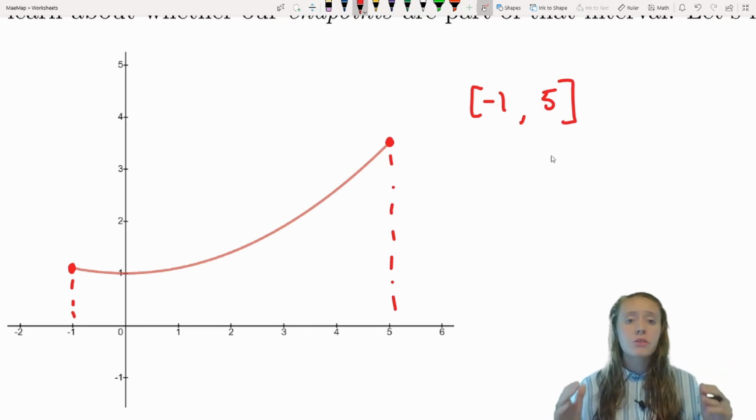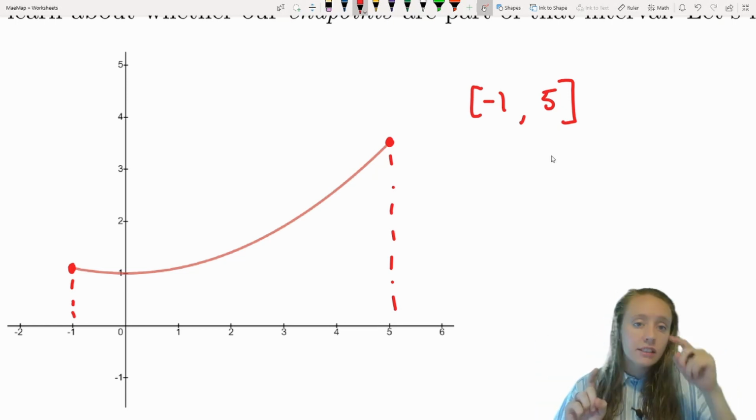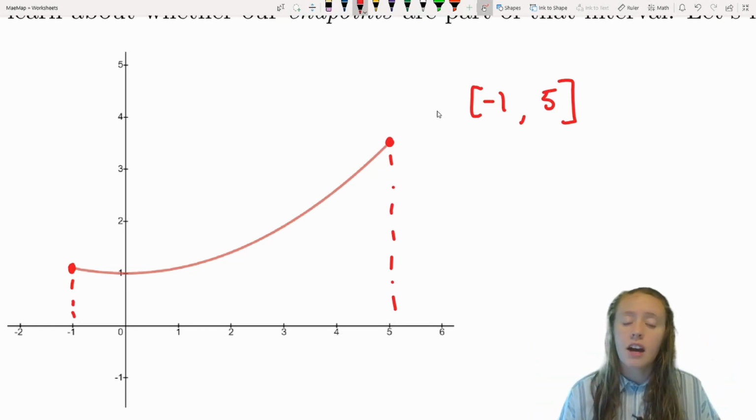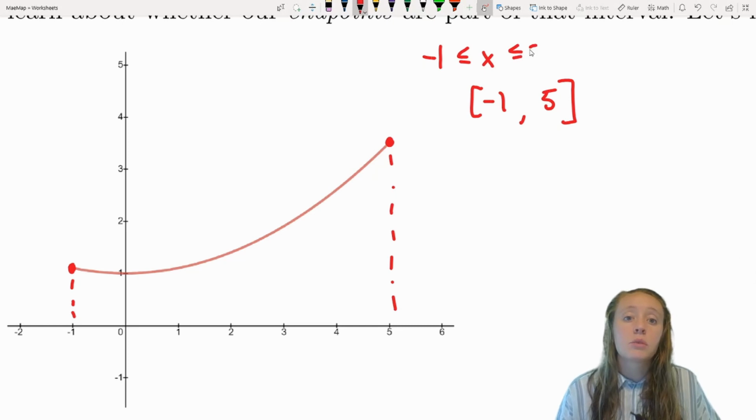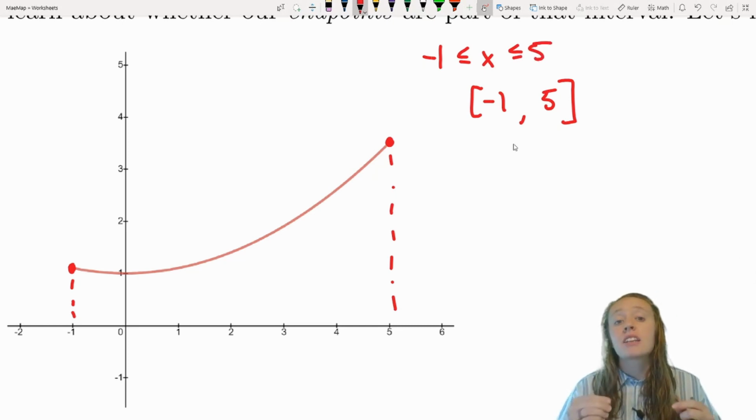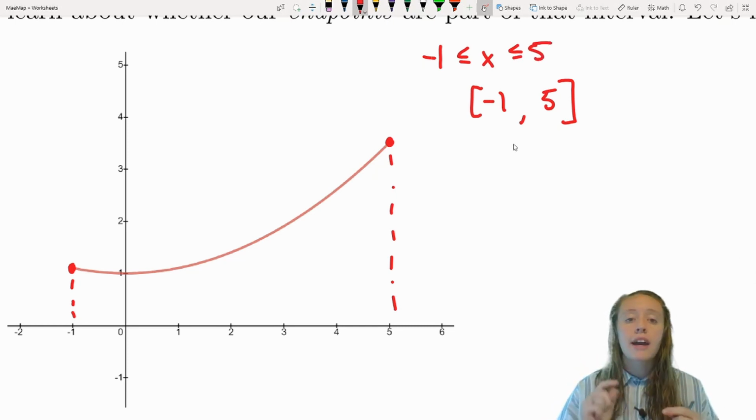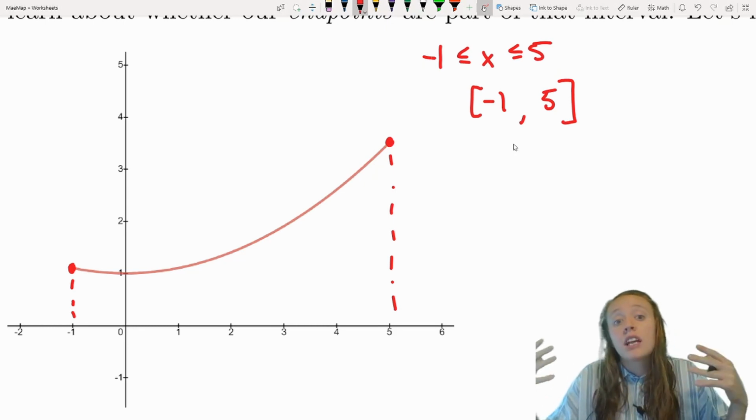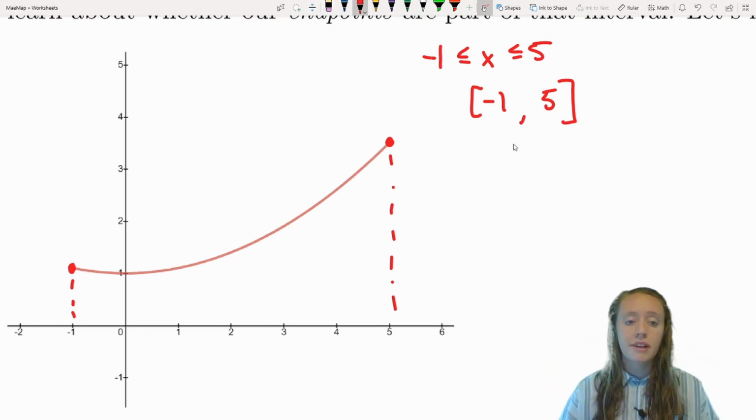And those are x values that I'm doing this interval across. So from -1 in the x to +5 in the x. Another way you might have written this is -1 is less than or equal to x, which is less than or equal to 5. Whenever I have that less than or equal to, I have a square bracket. If it was just less than, that's when I use that parenthesis.